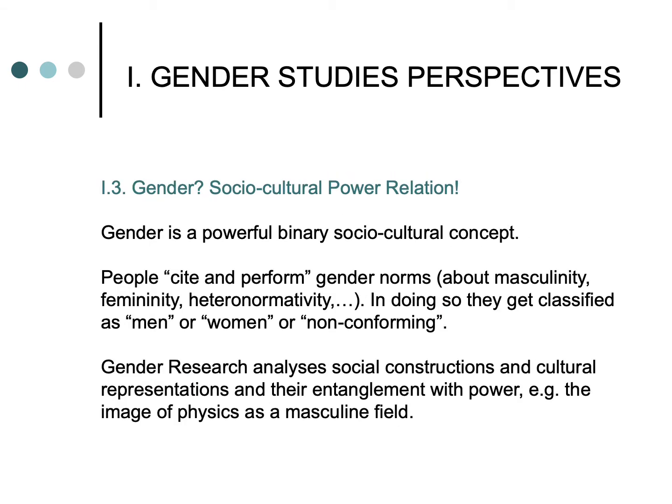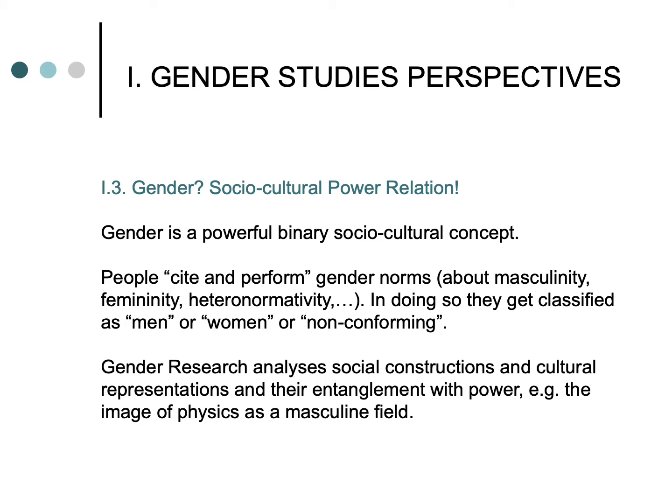The third and most complex meaning of gender is a social cultural power relation. If gender is not in the body and gender is not a fixed concept in society, then gender is a powerful binary social cultural concept. When people do gender, they cite and perform gender norms about masculinity, femininity, heteronormativity, and so on. In doing so, they get classified as men or women or non-conforming if they don't conform to the traditional gender norms.